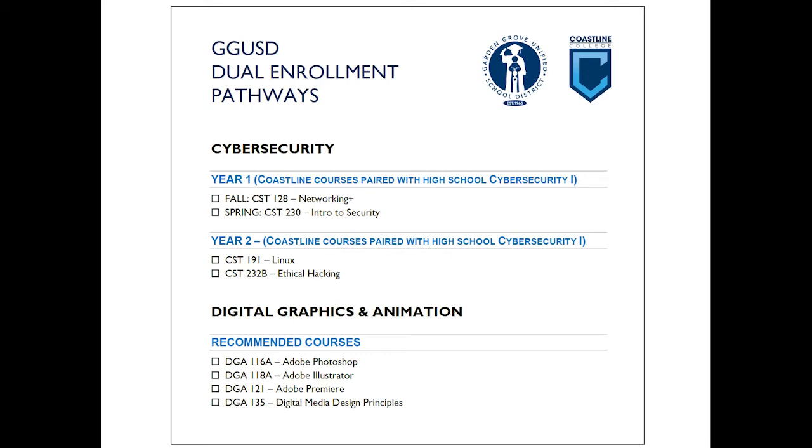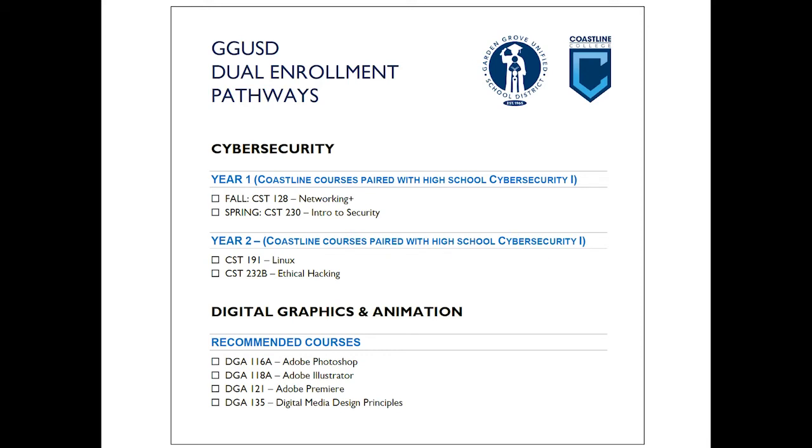And so we had students take the CST 128, which is a networking plus class, in the fall. And in the spring, they move on to CST 230, which is intro to security. And now this year we have enough students who have completed the year 1 course to move on to year 2. And so in the fall semester this year, they're taking CST 191, which is our Linux class, and then CST 232B in the spring, which is our ethical hacking class.